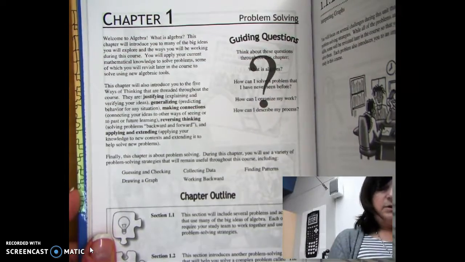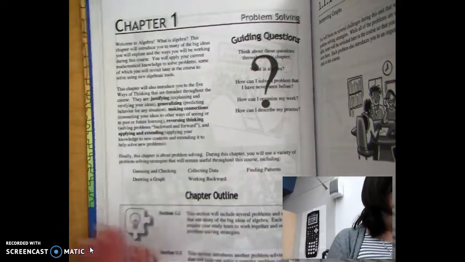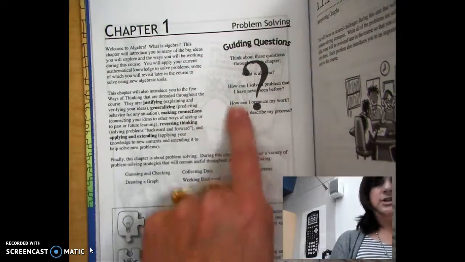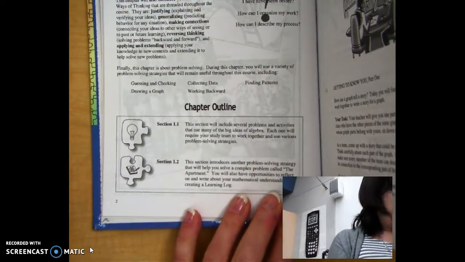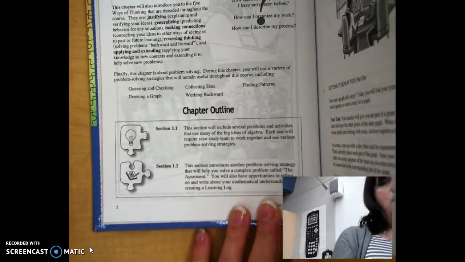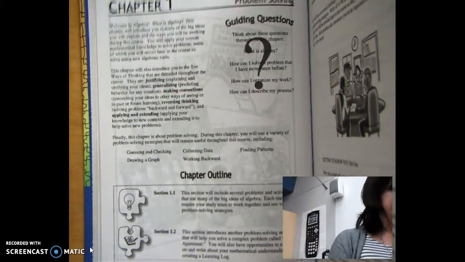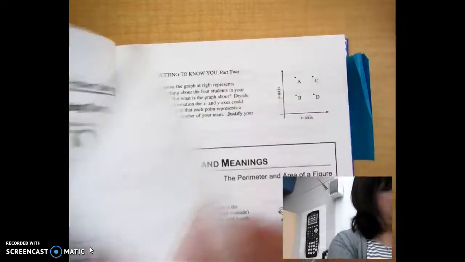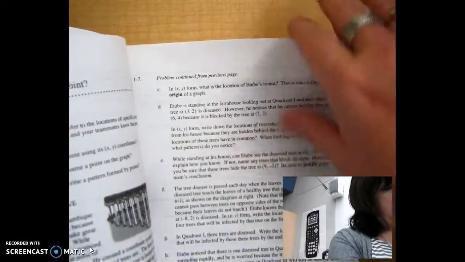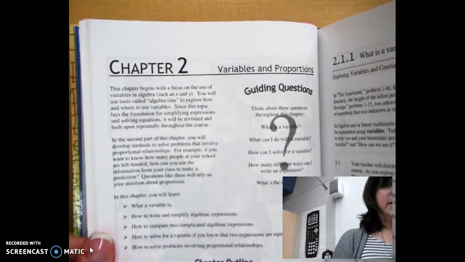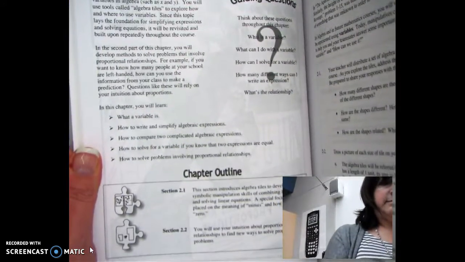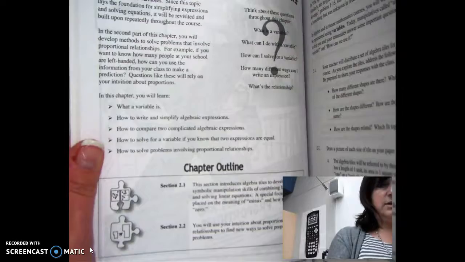Each chapter starts with a brief opener. There are guiding questions at the beginning of each chapter, and it outlines the chapter on this first page. So here's kind of like the opener for the first chapter. And if we go to the next chapter, you can see it's a very similar setup. Okay, so this is an old version of CPM.